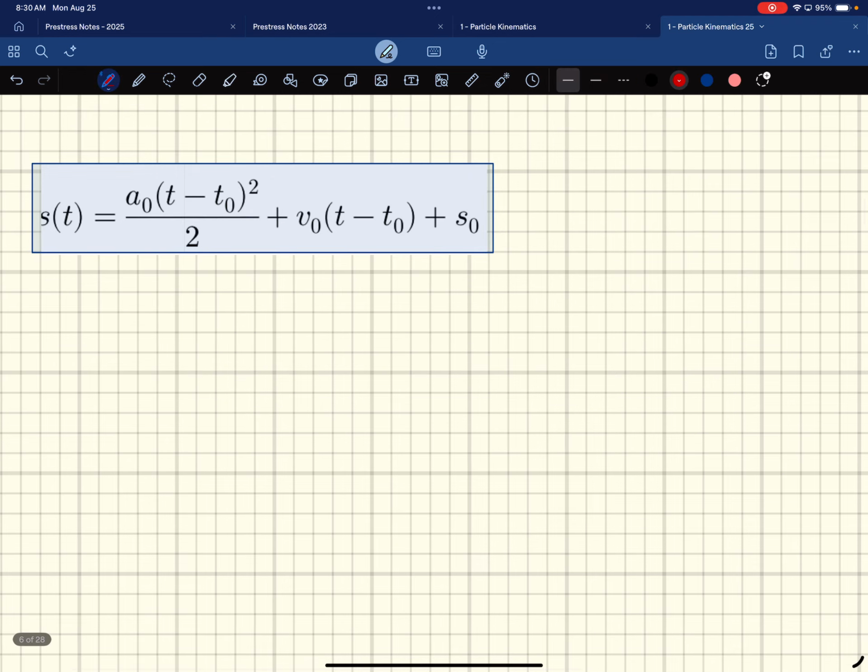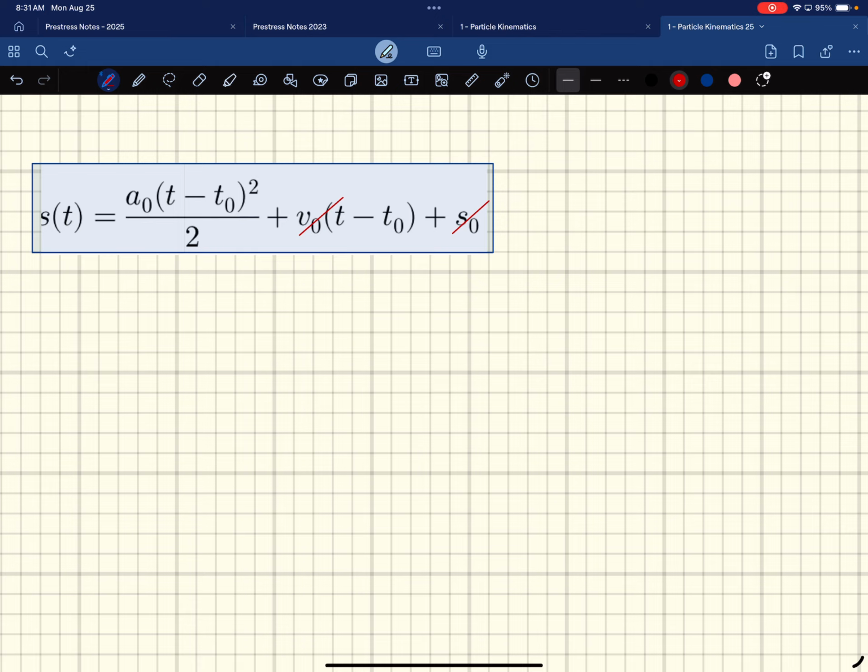I'm starting out at 0 displacement, right? So my S naught is 0 in this case, okay? I also am starting out with 0 velocity at the beginning, right? Starting out 0, right? It's just launching, it's going 100 Gs. So right at the very beginning, it's 0. So V naught here is 0, right? So both of those things are 0. So all I have left is this A naught times (T minus T naught) squared over 2. So that's all I have.